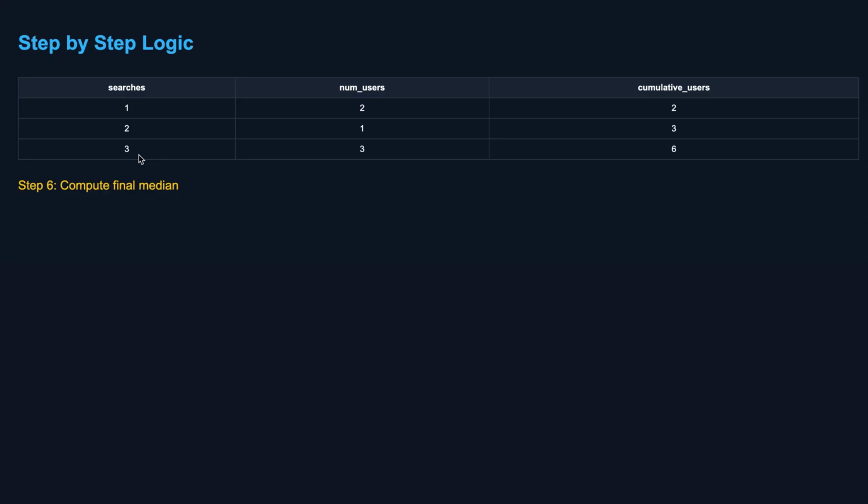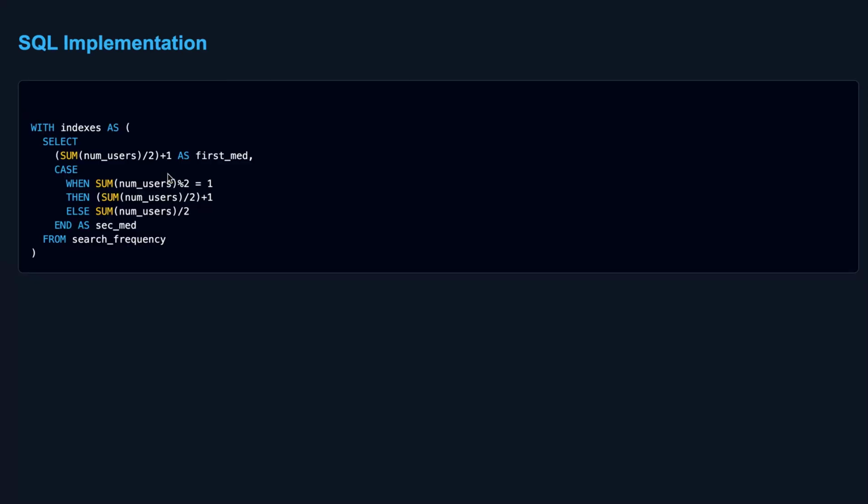Now we take the average of 2 and 3, and that gives us 2.5. So for even count, the median will be the average of the values at the 2 positions. And if the count had been odd, then there would have been just one median value and that would have been the result. So now having understood the solution, let's try to translate this into SQL.